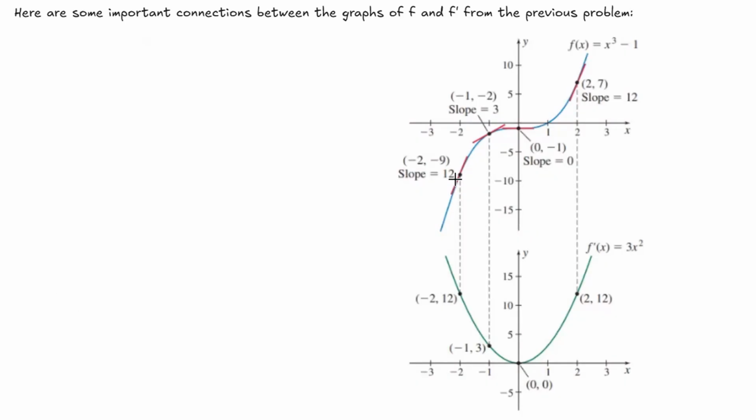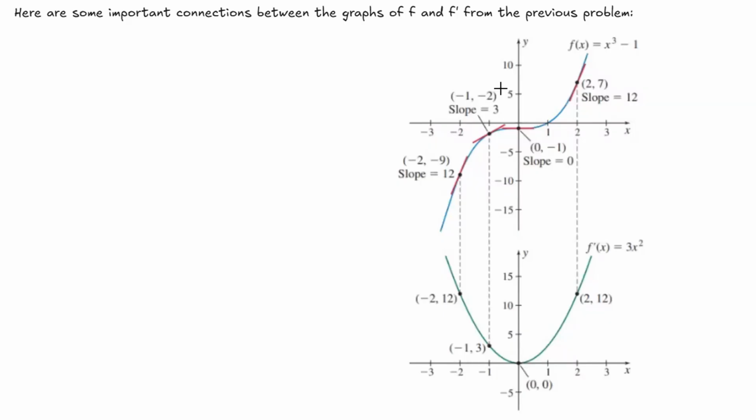So here we have a couple tangent lines to the graph of f. And one thing we want to look at is the tangent to the graph of f at 0, -1, this point right here. It has a horizontal tangent, so its slope is 0. So f prime of 0 is going to be 0. So the graph of f prime down here contains the point 0, 0.